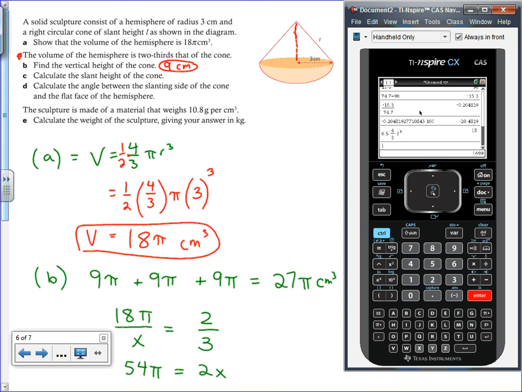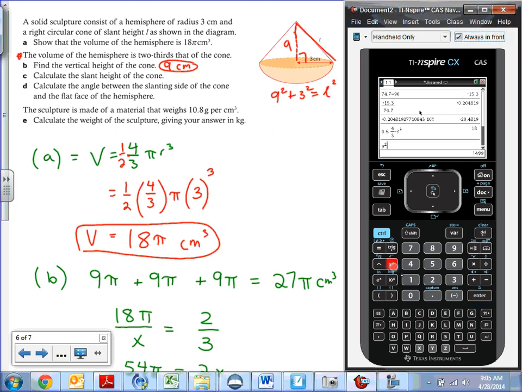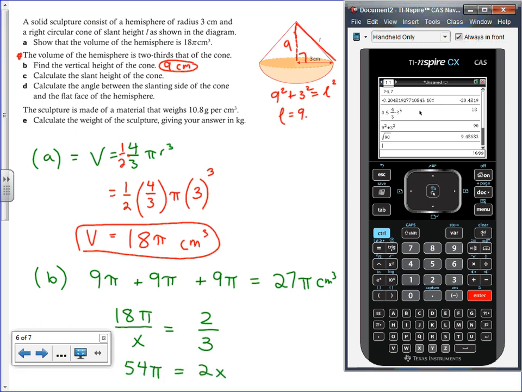Calculate the slant height of the cone. For that, I'm going to use the Pythagorean theorem. So this is 9. Using my 9 and my 3, I'm going to calculate the slant height of the cone. So 9 squared plus 3 squared equals the slant height squared. Square root that answer. The square root of 90 is approximately 9.49. Okay, there's my answer to C.